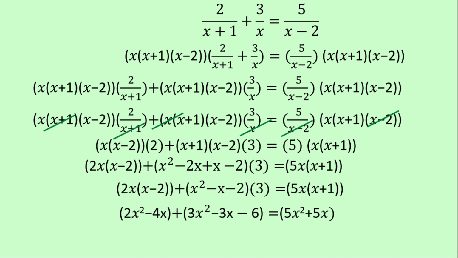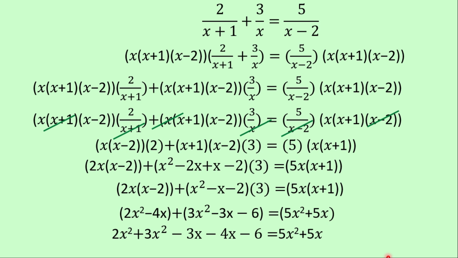Allow me to erase. Let's proceed. So this time, we are going to combine like terms, like this. So we have 2x squared, and another one is 3x squared. The other similar terms are negative 4x and negative 3x, and I just copied negative 6. And on the right side, we just copy it as is. So 5x squared plus 5x.